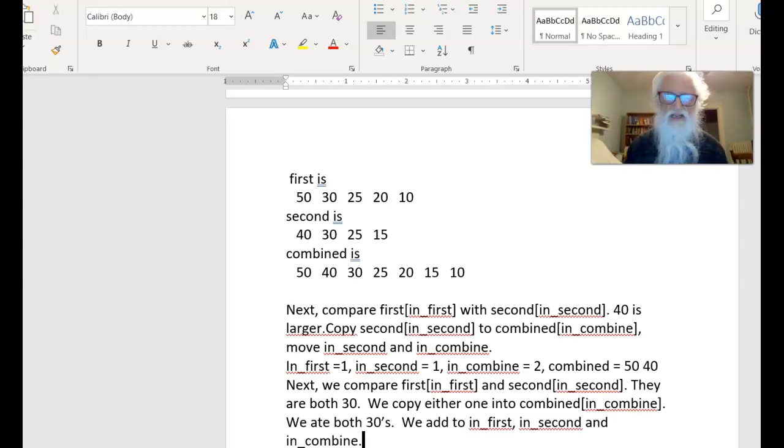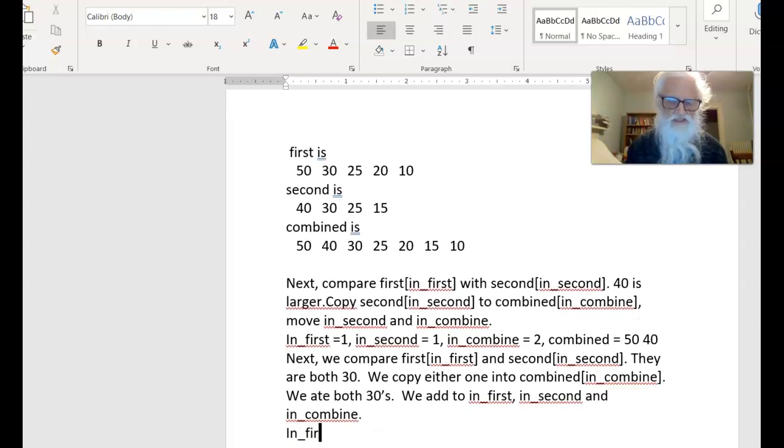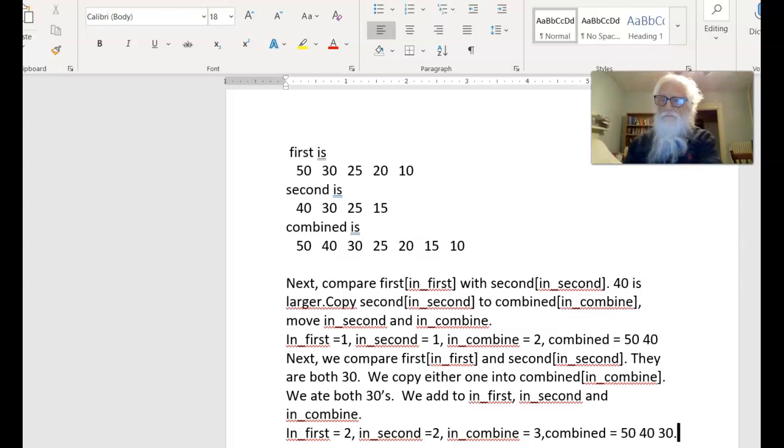And now what we're looking at is in first, it was 1, it's now 2. In second, was 1, it's now 2. And in combine is 3. And the list now is 50, 40, and 30. Okay, well, that's looking good. We're ready to go and do the same thing again.